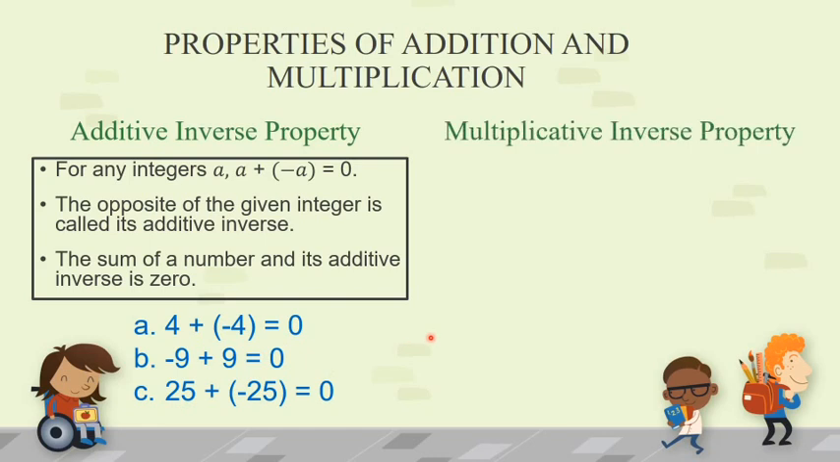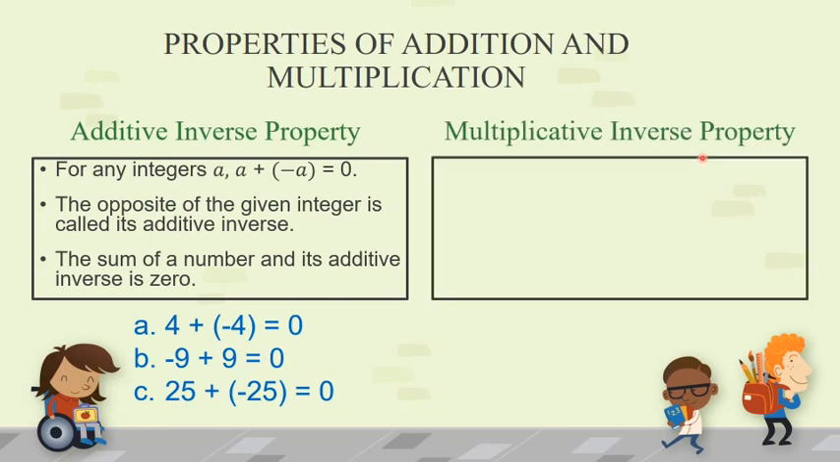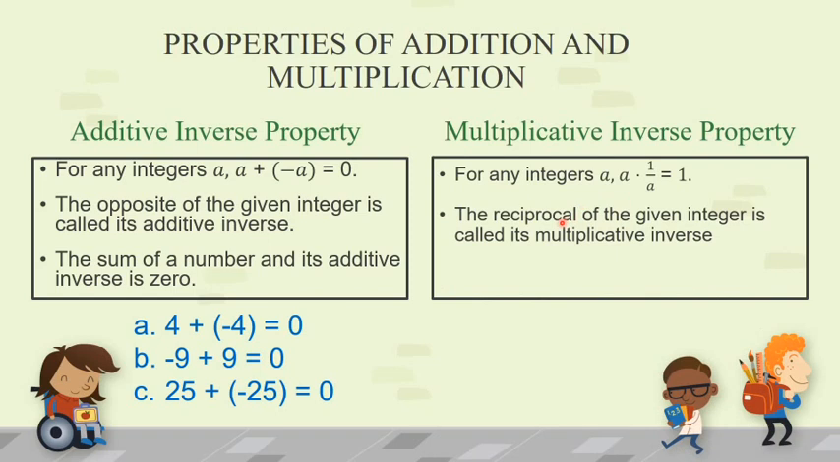Now, we also have the multiplicative inverse property. So, in symbol, for any integer a, we have a times 1 over a is equal to 1. So, the reciprocal of the given integer is called its multiplicative inverse. So, the multiplicative inverse of a is 1 over a, or vice versa. The multiplicative inverse of 1 over a is a. So, it means that the product of a number and its multiplicative inverse is always equal to 1.